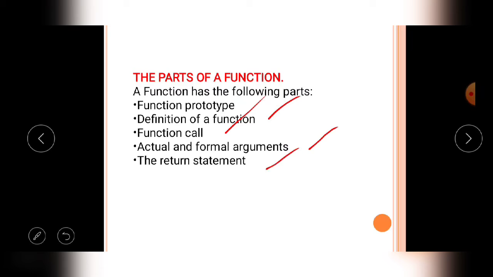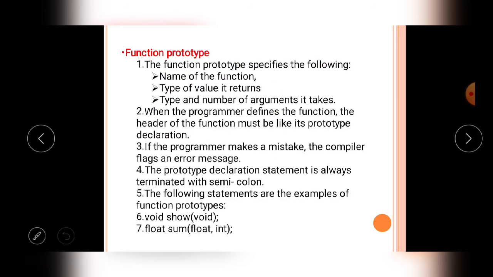A user defined function, that is, a programmer defined function, has the following parts: function prototype, definition of a function, function calling, then in the function calling the actual and formal arguments concept, and lastly the return statement concept. With the help of all these parts, the user defined functions are executed successfully in the program.